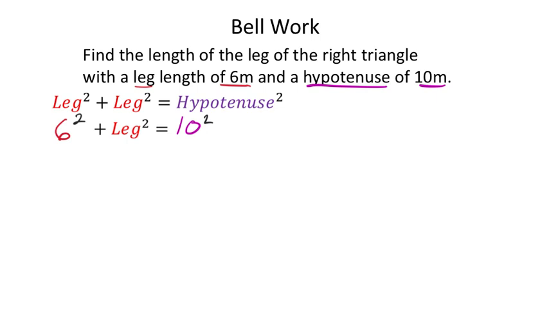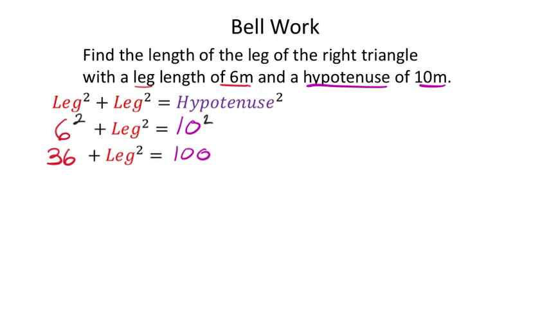From here, all we've got to do is solve this, and we're going to start with just getting rid of those exponents. So evaluating 6 to the power of 2, which is 6 times 6, that's 36. 10 to the power of 2 is 10 times 10, which is 100. Now we have 36 plus the other leg squared equals 100.